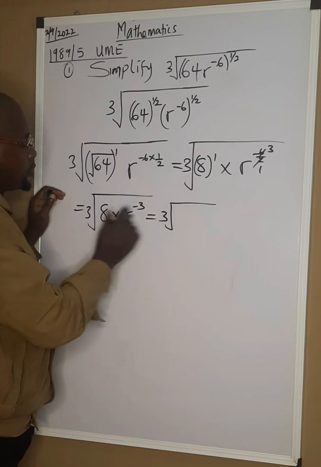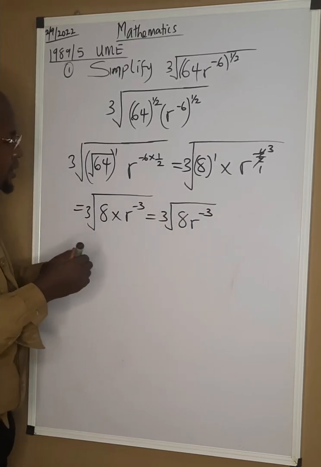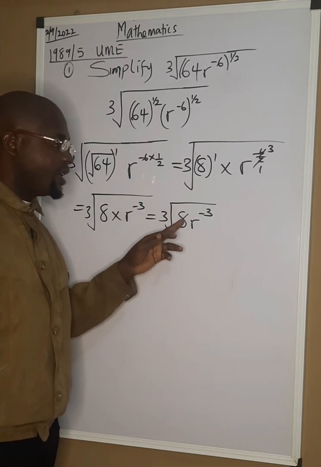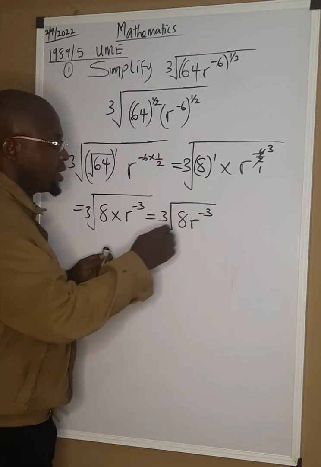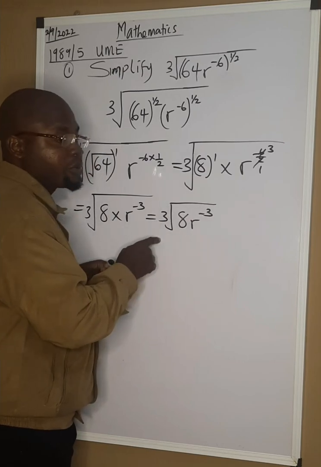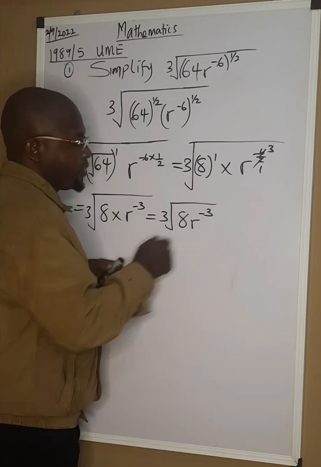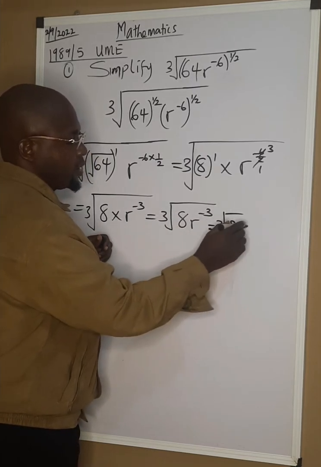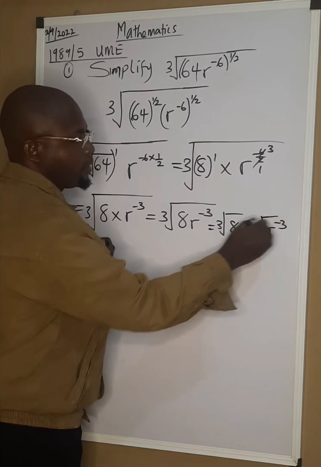So you have the cube root of 8 r^3. The cube root is affecting 8 and it's also affecting r^3, because these values are inside this cube root. So I'm going to share this cube root for both 8 and r^3. This becomes the cube root of 8 times the cube root of r^3.